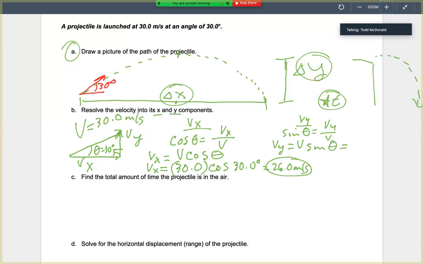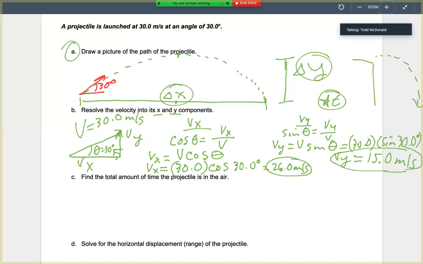And let's plug in our numbers. 30.0 times sine of 30.0 degrees. And then we get Vy, if we punch this into a calculator, ends up being 15.0 meters per second. This is positive because it starts with an upward 15 meters per second velocity.